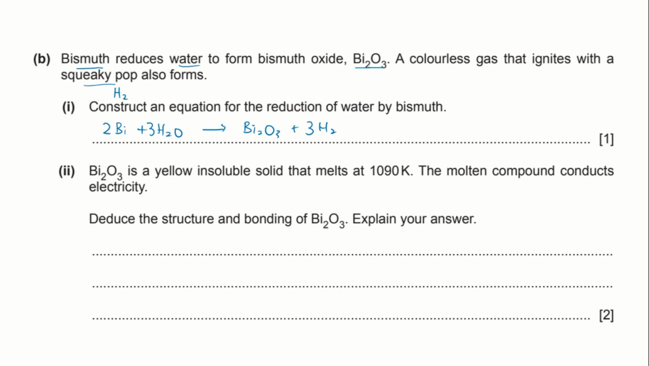Now B2, we are told that bismuth oxide is a yellow insoluble solid that melts at a very high temperature. This compound, when it is melted, conducts electricity. So we are supposed to deduce the structure and bonding. You are supposed to give these 2 in the answer to score the 2 marks.